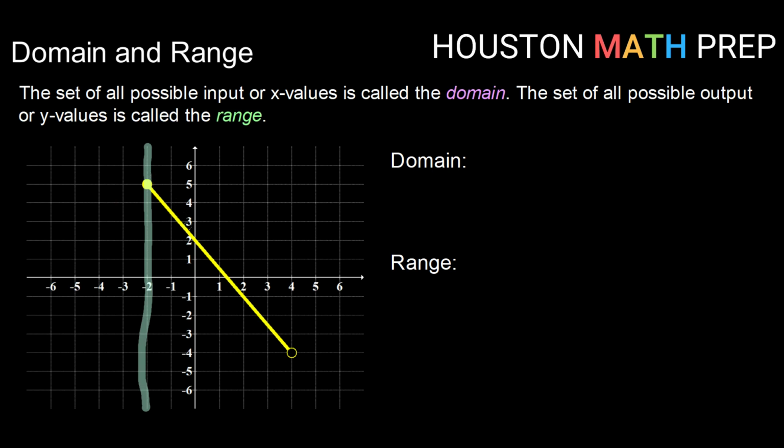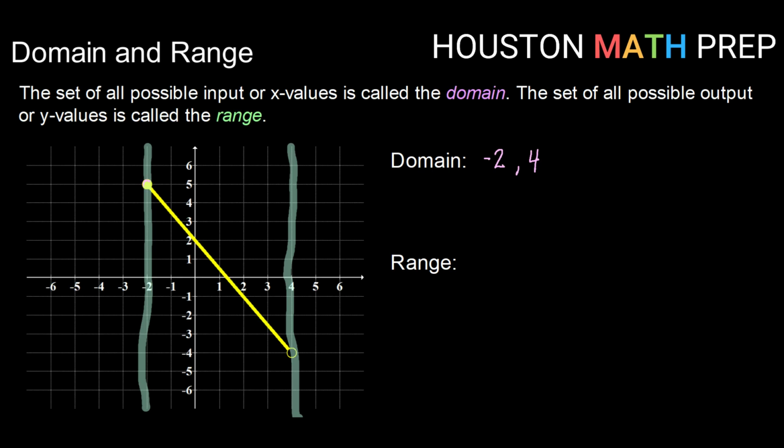Continuing and following my graph as far to the right as I can go, it looks like I can get close to or almost reach 4. But I have an open circle, which means 4 is not included. So the way that I can write that is I can say that I can get all values from -2 up to 4. Now we're going to use some interval notation here.